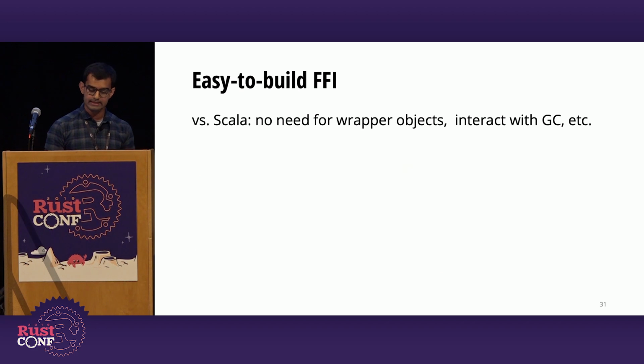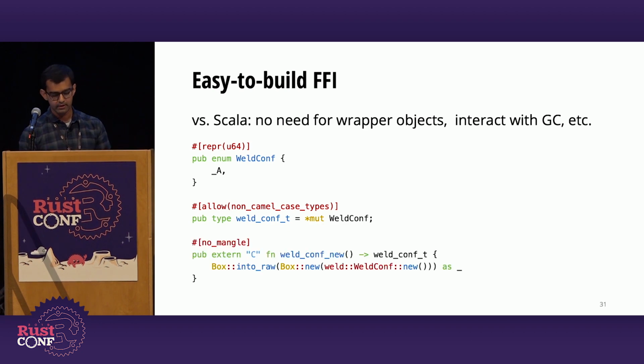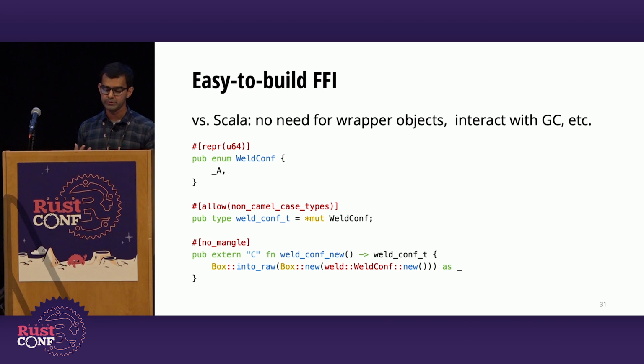FFIs are also very easy to build compared to Scala, where we needed things like these weird wrapper objects. We needed to tell the GC not to throw our stuff away, and so forth. In Rust, we basically define some type. You can easily specify how long you want that type to be. We made an alias for it. And then you create a function that allocates some memory on the heap and then forgets about it. So for a Rust developer, this is evil. But for people who use C, this is very natural, right? You call a function, it allocates some memory on the heap, and you're responsible to write it down in your notebook and free it somewhere else.